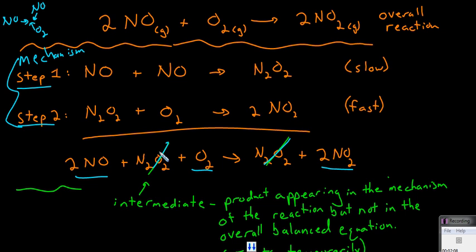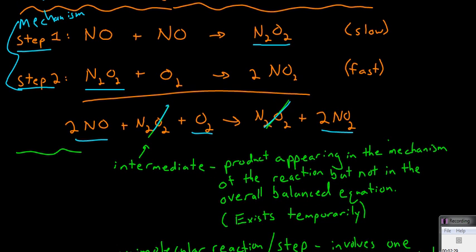Now, this dinitrogen dioxide was formed and then it quickly reacted further. This is called an intermediate. It is a product appearing in the mechanism of the reaction, but not in the overall balanced equation. It's formed and then it further reacts. It exists temporarily.